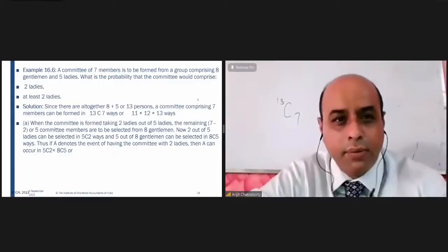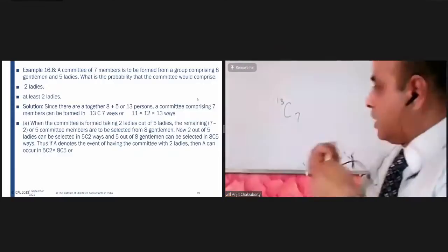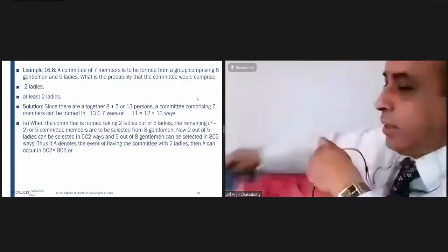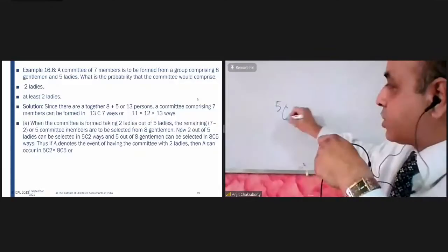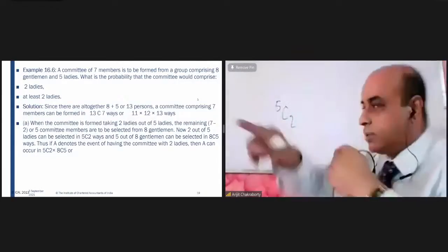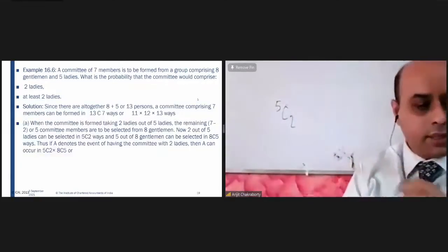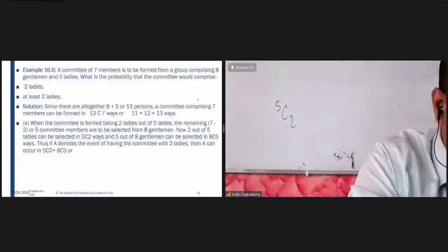So now 2 of them can be selected. First of all, the ladies will be selected from 5 ladies. So this can be done in how many ways? It can be done in 5C2. This is selection of the ladies, 5C2. 5 ladies are there. I need 2 ladies in the committee. So 5C2. Okay. Please just work along with me, and I hope you'll get it.